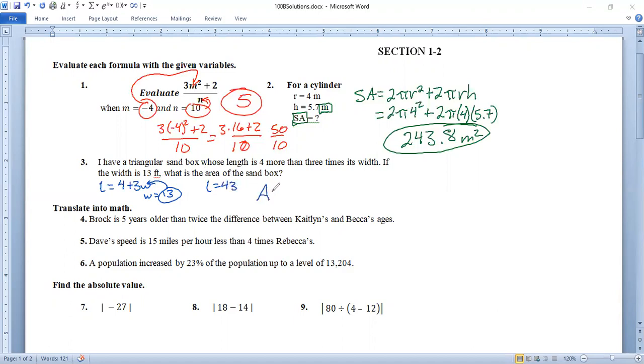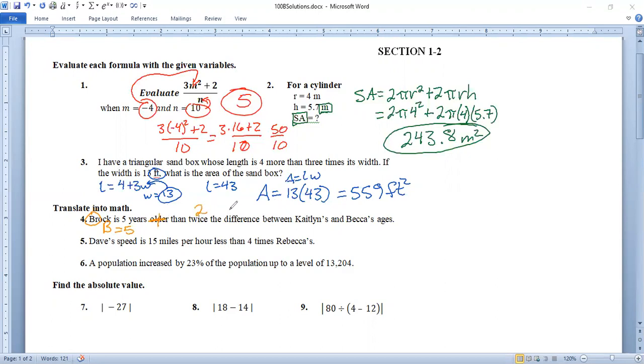So the area of the sandbox is 13 times 43. So that's area equals length times width, that formula. Let's plug that in, 13 times 43, and we get 559, and it will be feet squared. Excellent. Okay, number 4. It says Brock, translating that into math, that's B, is 5 years older than twice.